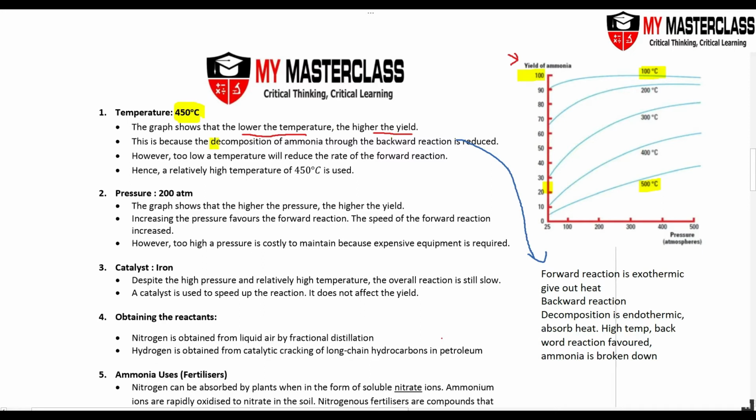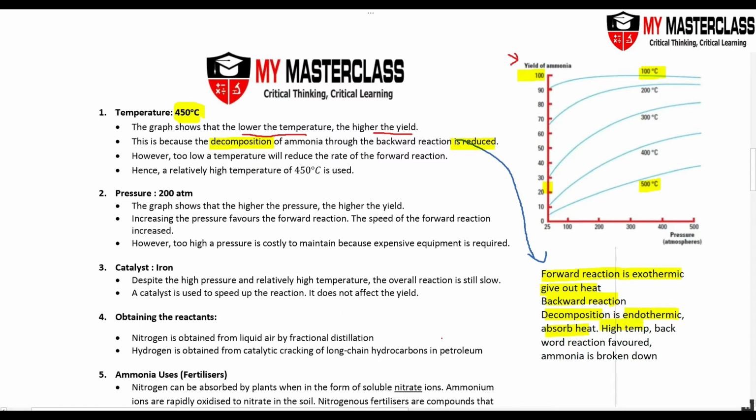Right, this is because decomposition of ammonia, meaning my ammonia breaking back to hydrogen and nitrogen gas, is being reduced at high temperature. Okay, so let's use this example. The forward reaction is exothermic. Just now, as we discussed, it is minus 92 kilojoules per mole. So it's exothermic, it gives out heat. So the backward reaction, which is the decomposition reaction, is endothermic. It will absorb the heat.